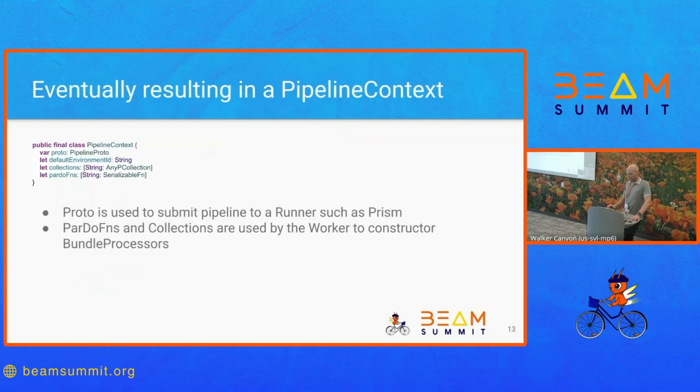And then we use all that to build out our pipeline context. So the pipeline context contains, of course, the pipeline proto, because that's the thing we're going to send to the runner. But it also contains all of the collections and all of the serialized closures for each of the ParDos. So as we're going through and we find a ParDo, we extract its name, and then the serialized function, because that's what's actually going to let us get from a pipeline proto back to bundle processing.